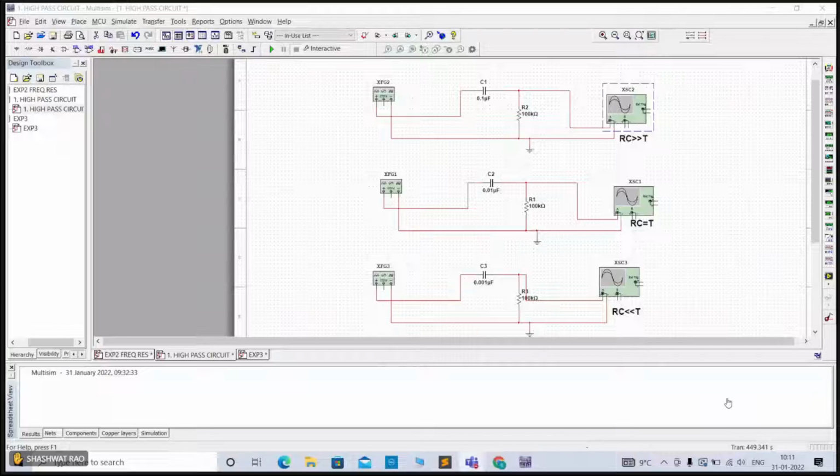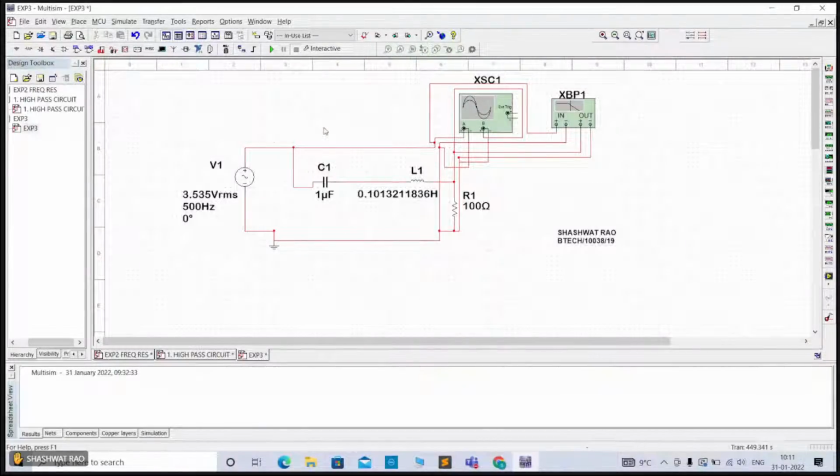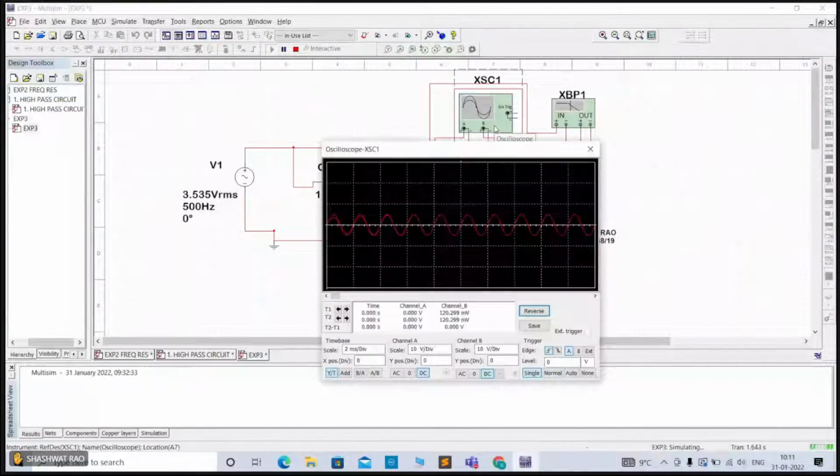Ma'am, is my screen visible? Yes. Ma'am, this is experiment 3. I have taken 500 hertz only, and assuming the value of capacitance, I've calculated the inductance. VRMS was calculated by taking VPP as 10 volts and using the formula VPP divided by 2 root 2. And here, ma'am, one minute. Ma'am, this is the graph that I'm getting.